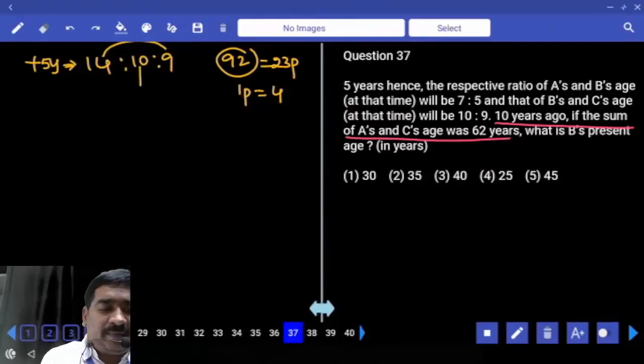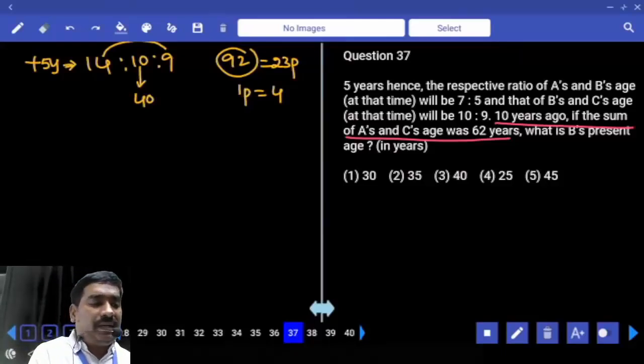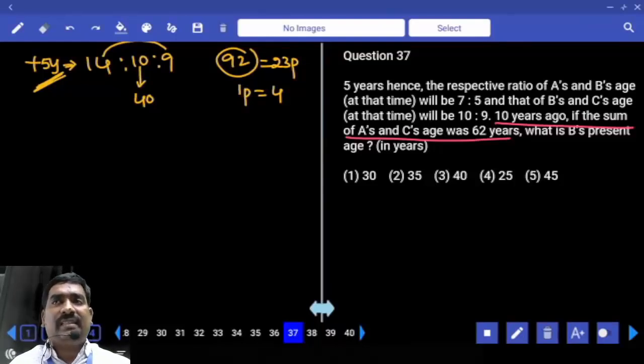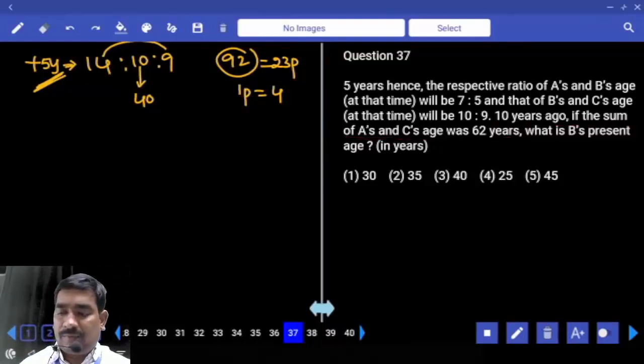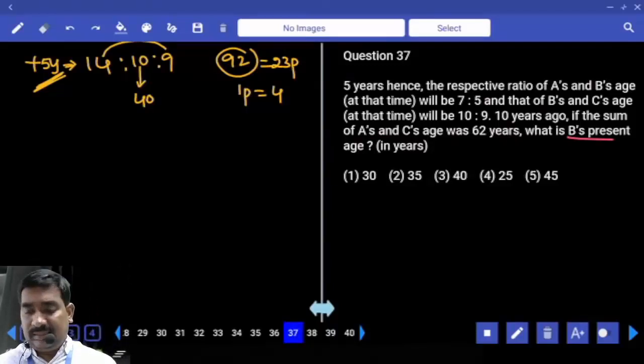B's age is 10 parts. 10 fours are 40. 40 is the age of B 5 years hence. But the present age is how much? What is 40 minus 5? 35 is your answer.